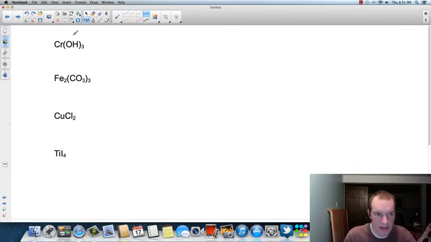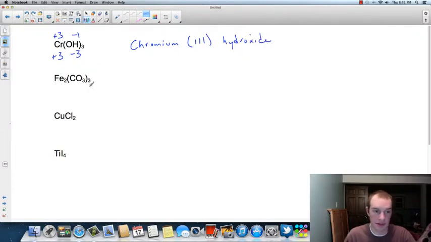So we have to use the hydroxide, which is always going to be a -1 charge. There are 3 hydroxides, giving us a total of a -3 charge. We know that we want all of our compounds to be neutral or equal to 0, so we know that the total positive charge has to be 3 plus. Because there's only 1 chromium, that means each chromium must be a +3. The name of the substance would therefore be chromium, Roman numeral 3, hydroxide. Chromium 3 hydroxide.